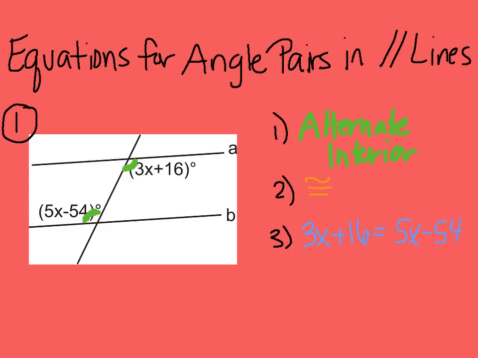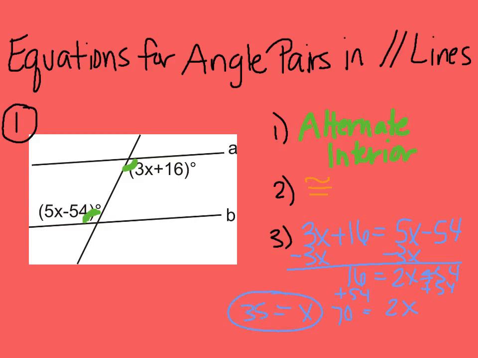And you solve. So I'll probably subtract the 3x here. Get 16 equals 2x minus 54. Add 54. I get 2x equals 70. Divide by 2 and you get x equals 35.